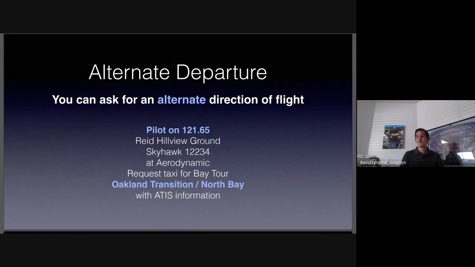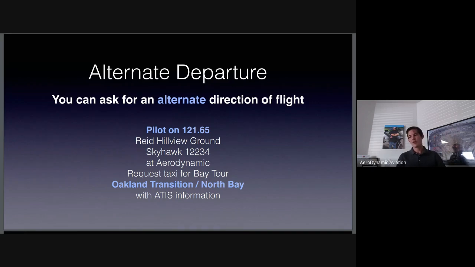So we talked about at the very beginning how there's some alternate departures that you can get to get up to the North Bay. One of them is going to be transitioning through Oakland, which I mentioned at the very beginning. Oakland is a Class Charlie, may feel less intimidating for some people. And so you can easily ask for that transition from either Reed Hillview or San Jose, or if you're taking off out of Livermore. Transitioning through San Jose airspace is as simple as just asking for it. So at the very beginning, when you're requesting the bay tour, just throw in the transition you want.